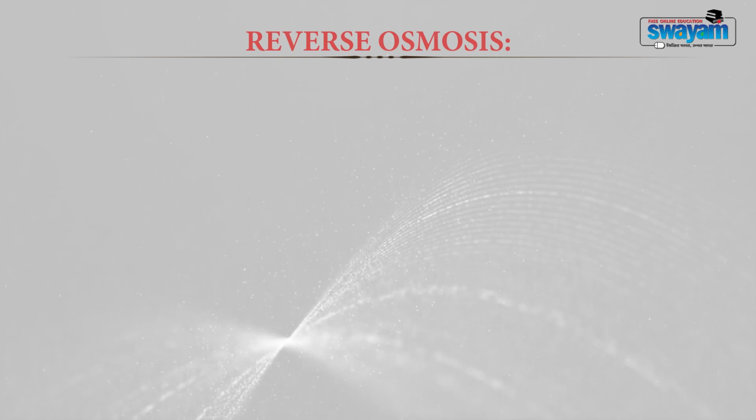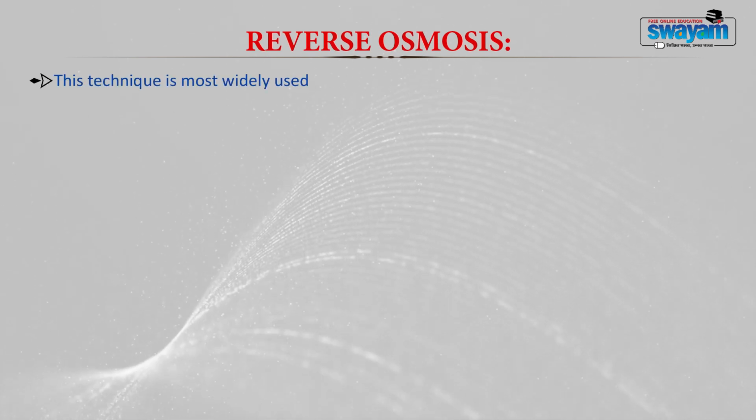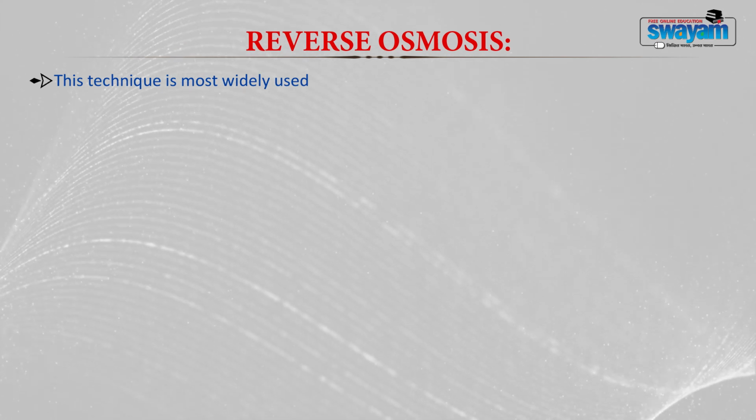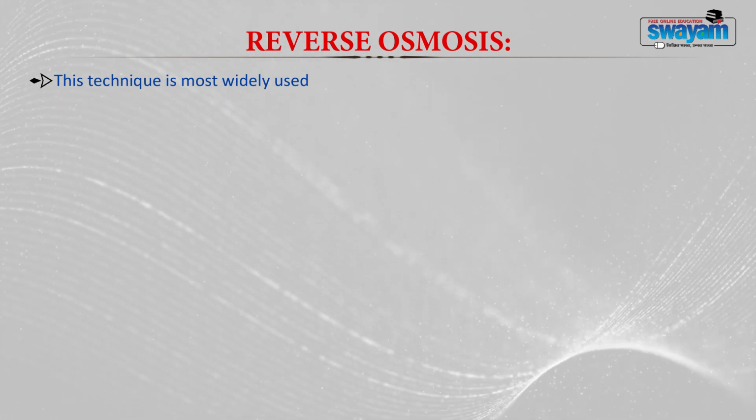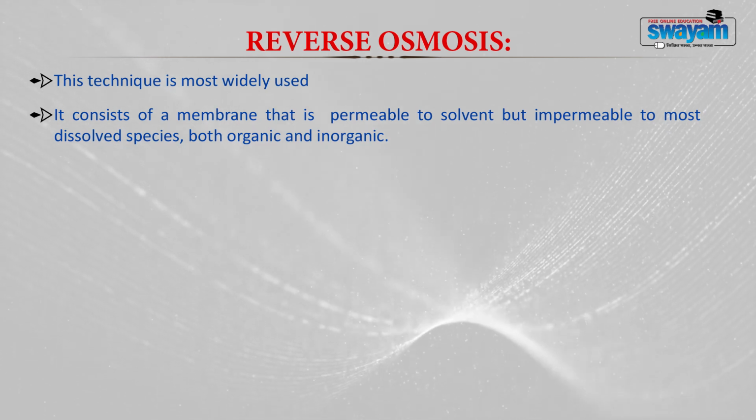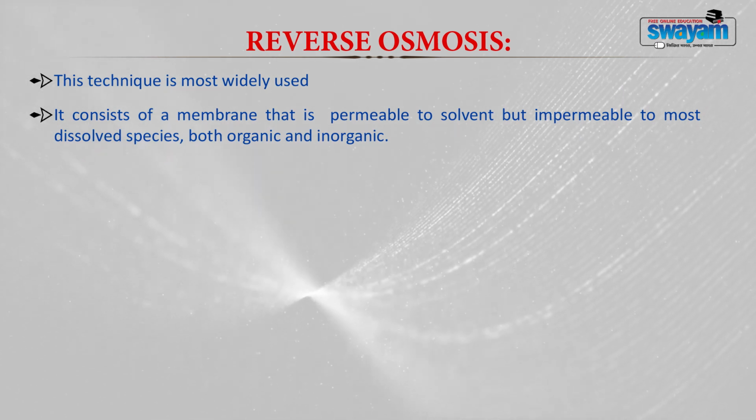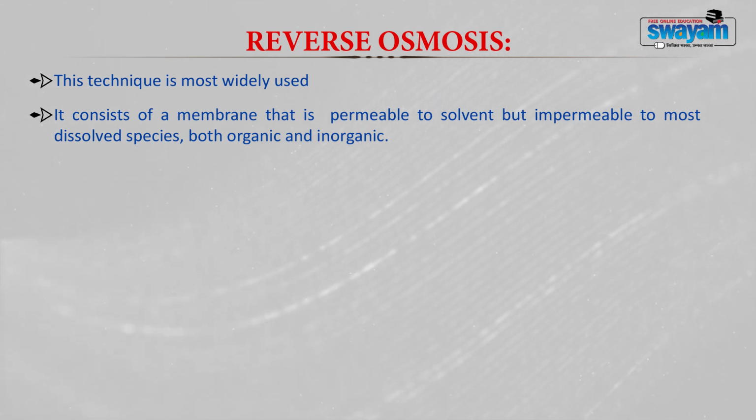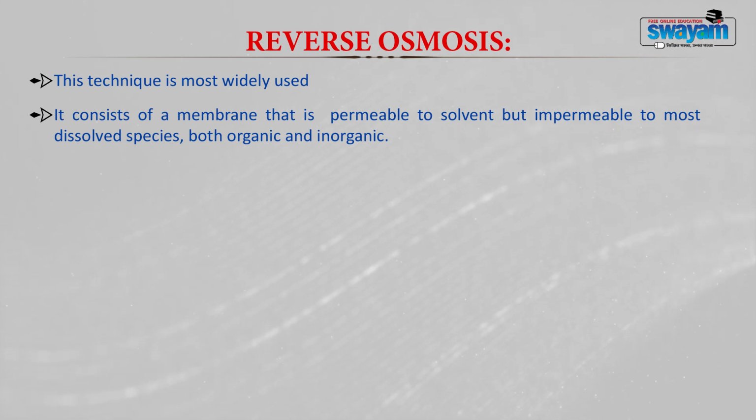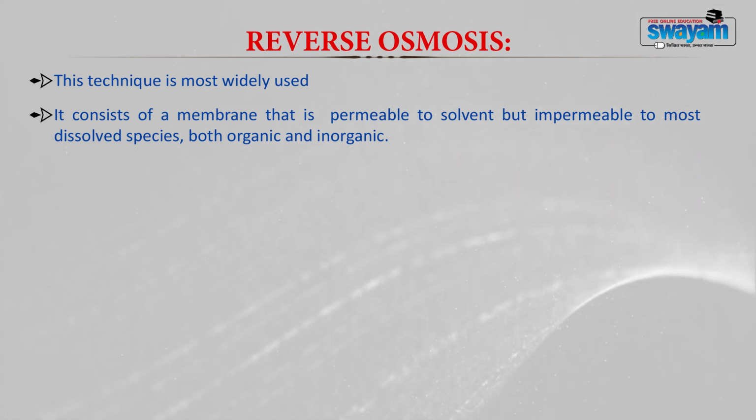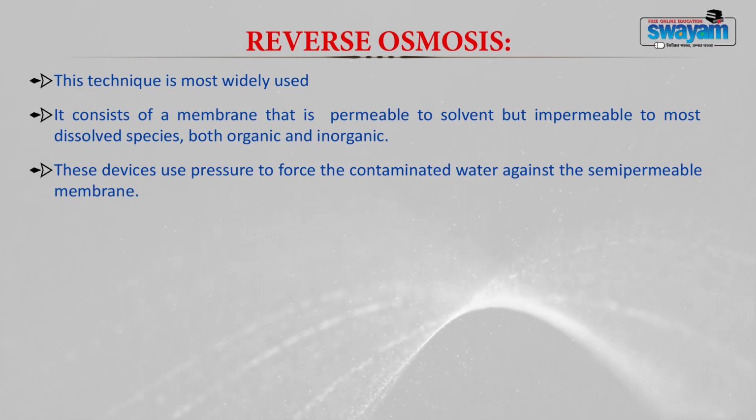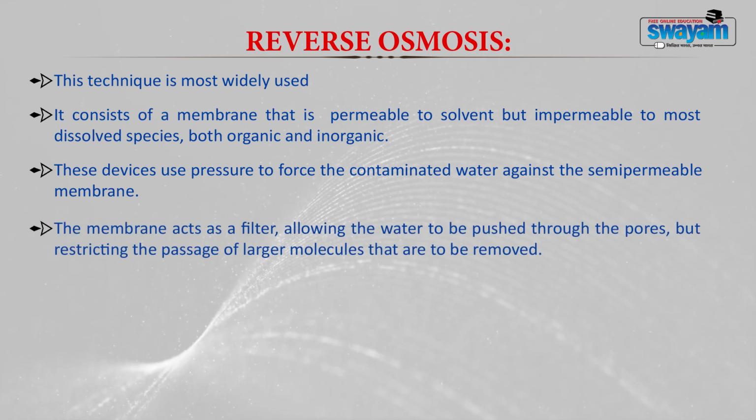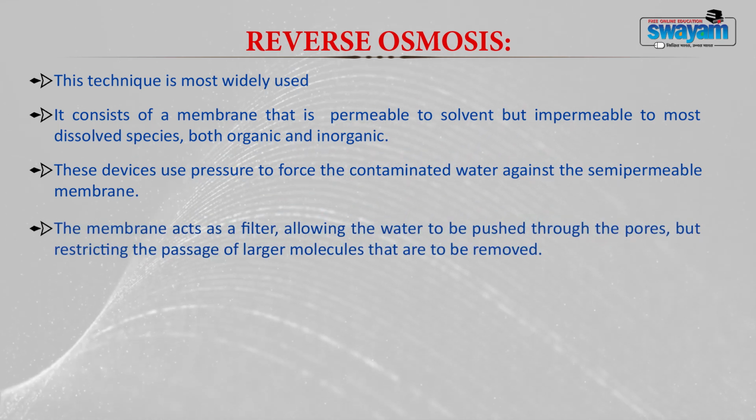The other technique is reverse osmosis. Again, this technique is popularly used in recent times and it involves a semi-permeable membrane that is permeable to solvent but impermeable to the dissolved species, be it organic or inorganic. These devices generally use pressure. They are pressure based removal systems, and the device uses pressure to force the contaminated water against the semi-permeable membrane. The membrane generally acts like a filter and it allows only the water.